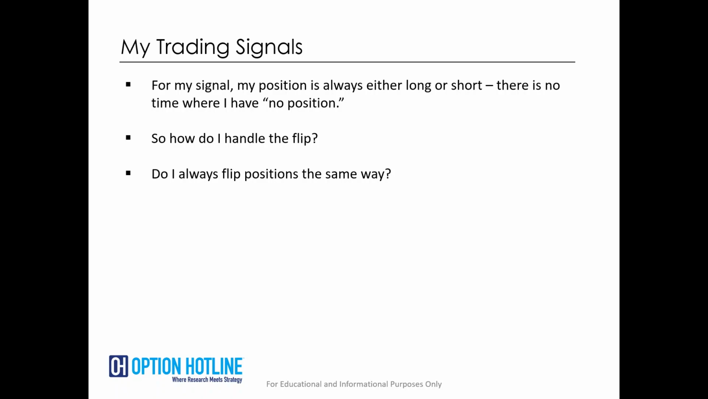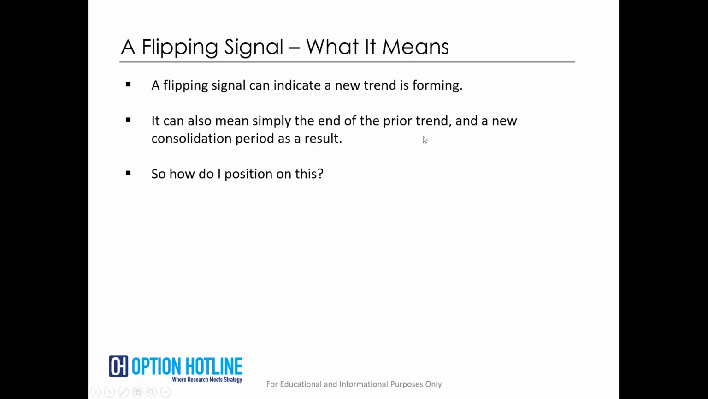I'm long calls. Crude oil falls 3%, and now my market signal's telling me to go short. What do I do? Well, I gotta manage this position. And how do I flip that position? Do I just immediately sell out my calls that have lost money and buy different puts? I gotta be honest, it's different because it depends upon what the flipping signal is telling me.